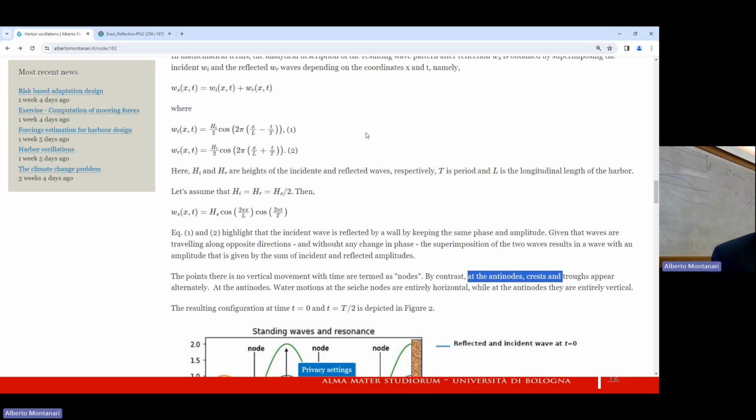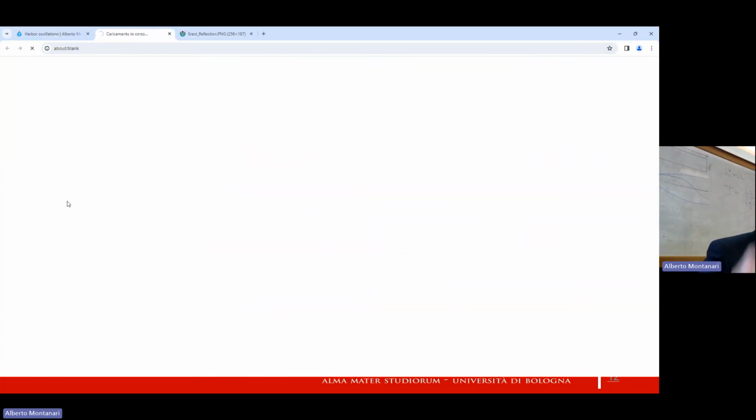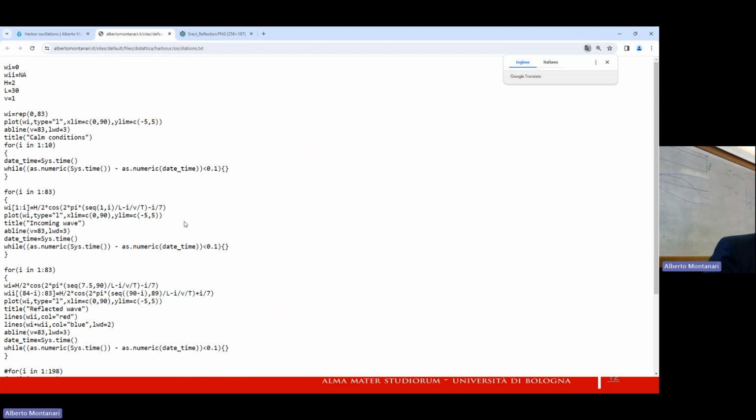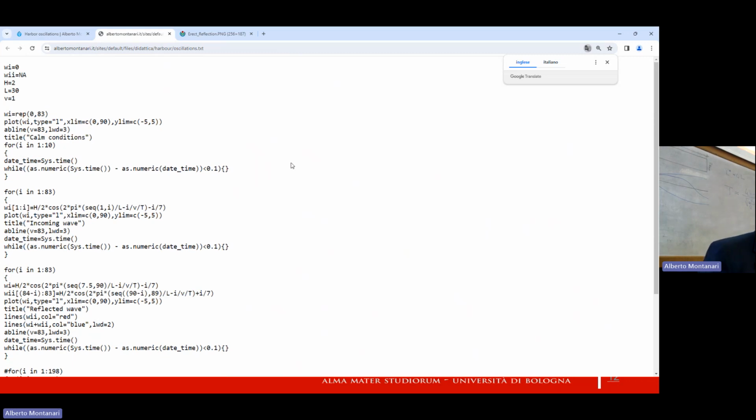I think there is here an R code. Okay, I am opening an R console because I want to show you how we can generate into R, by using the analytical formulation that I gave to you, a standing wave.